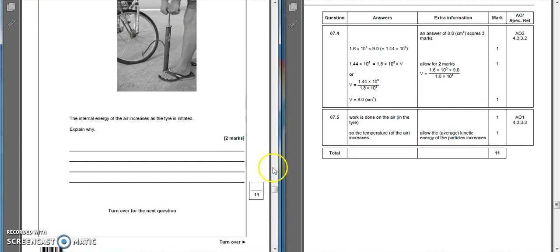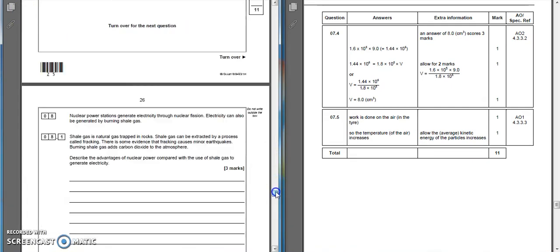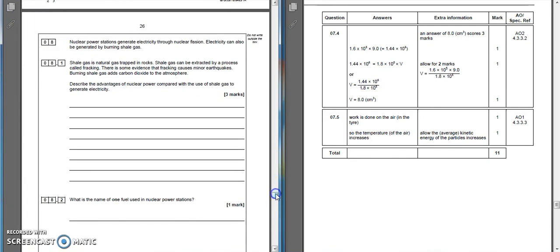Well, you've made it this far. Give yourself a little pat on the back, smile, look around the room and see if anyone else is doing that yet. Question 8 then.